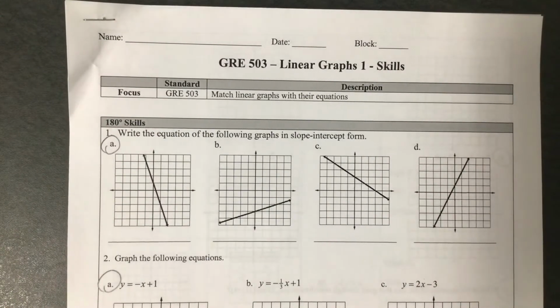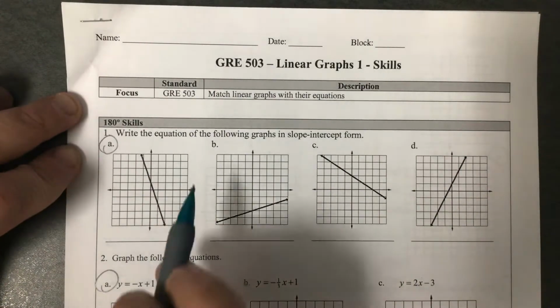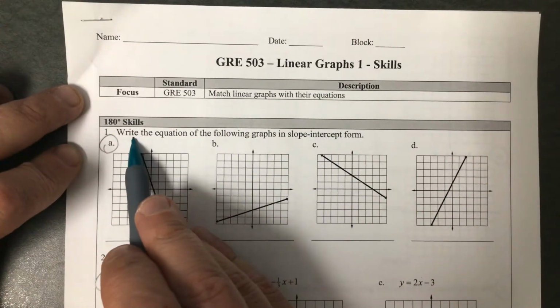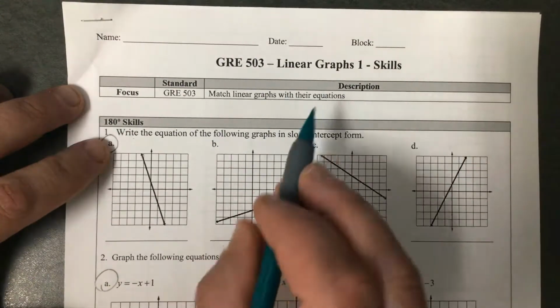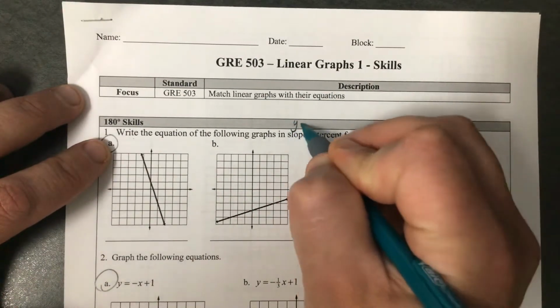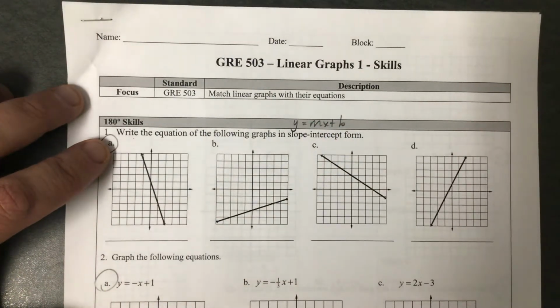Hello friends, let's do some examples from GRE 503 linear graphs, number 1. We want to be able to write the equation of the following graphs in slope-intercept form. Slope-intercept form is just a fancy way to say y equals mx plus b, which is a type of equation we're very familiar with.